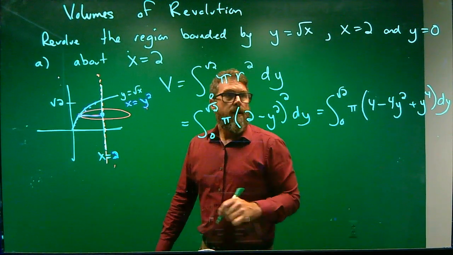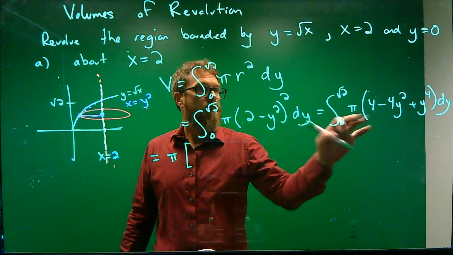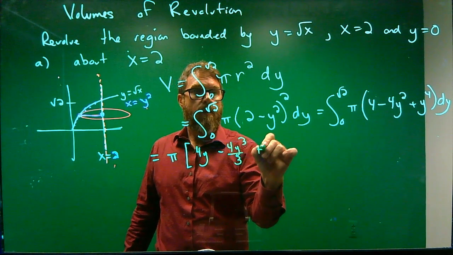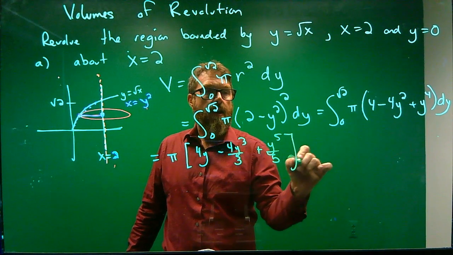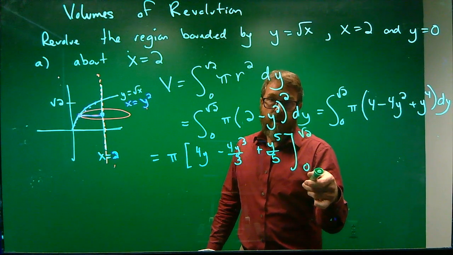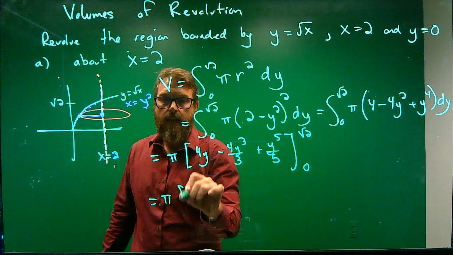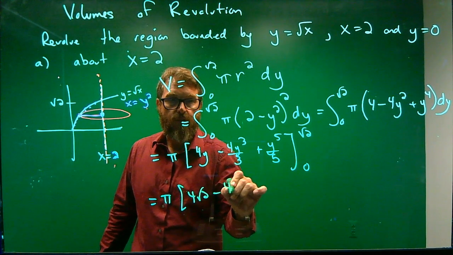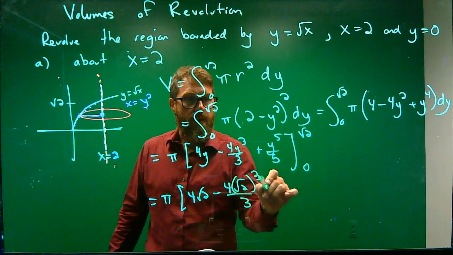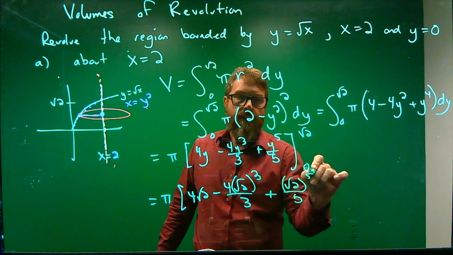All right. So integrating this thing, the integral is going to be 4y minus 4y cubed over 3 plus y to the 5th over 5, evaluated from 0 to root 2. Now again, what's nice is the lower limits, all those are going to be 0, so all I have to do is plug in the upper limit. So this is pi times 4 root 2 minus 4 times root 2, cubed, all over 3, plus root 2 to the 5th over 5, and then of course minus 0.